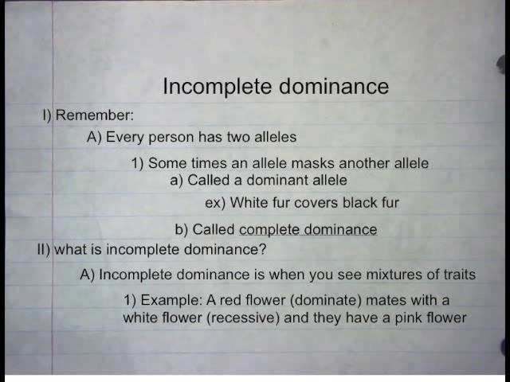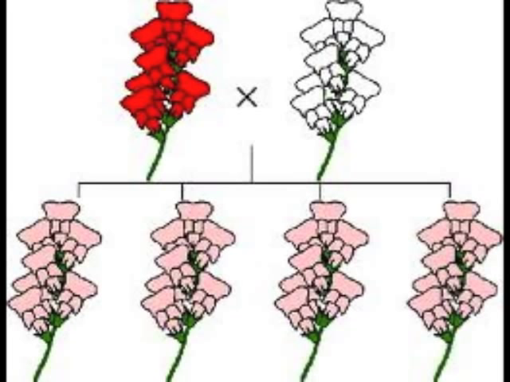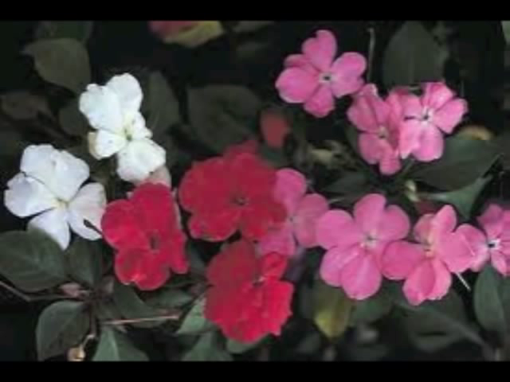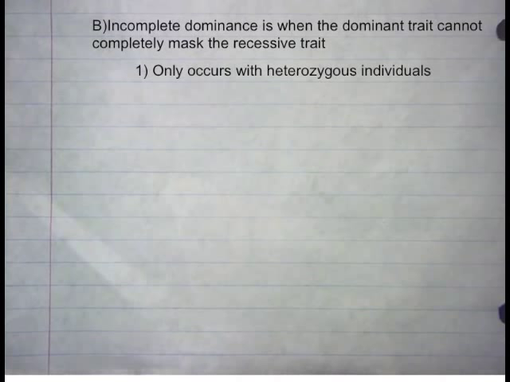What is incomplete dominance? Incomplete dominance is when you see a mixture of traits. For example, a red flower dominant mates with a white flower recessive and they have a pink flower. In incomplete dominance, because the dominant trait is somewhat weaker, it cannot completely mask the recessive trait. So instead of white or red flowers as offspring, you end up with pink flowers. This ends up creating a mixture of offspring, with red and white being homozygous individuals and pink being the heterozygous individuals. Incomplete dominance is when the dominant trait cannot completely mask the recessive trait. It only occurs in heterozygous individuals.